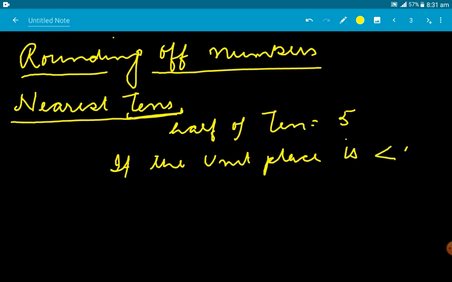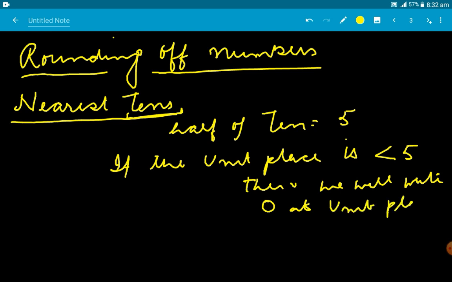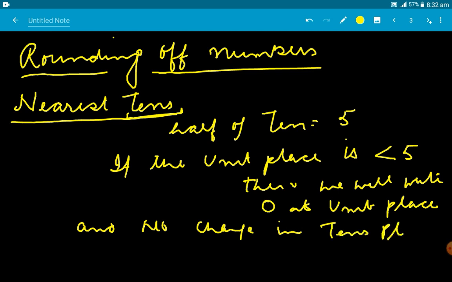So if the unit place is less than 5, then we will write 0 at the unit place and no change in the tens place. Our main concentration is on tens because we are rounding a number to the nearest tens. So the tens place will remain the same.